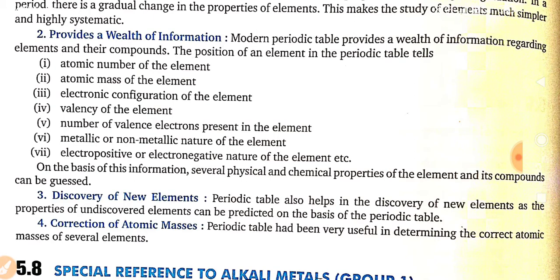Discovery of new elements: it also helps in the discovery of elements. If we know all about the old elements, then if a new element is found, we can easily place it. Correction of atomic masses also, because we are using atomic numbers and atomic masses, we can correct them by this. So these are things which you have to read and understand.